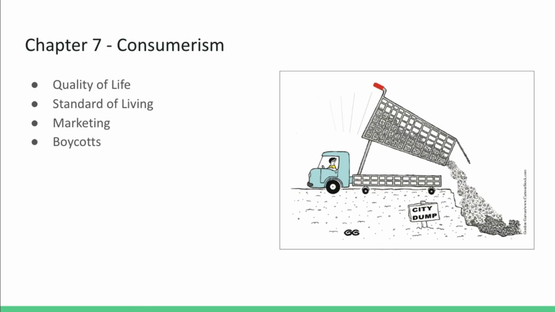Chapter 7 was all about consumerism, how it affects our quality of life and standard of living. What's the difference between the two? Take a look. We spent some time focusing on marketing and advertisements. And then finally, what is a boycott?